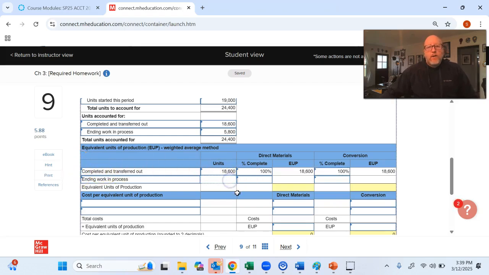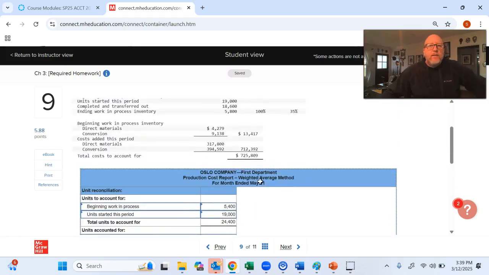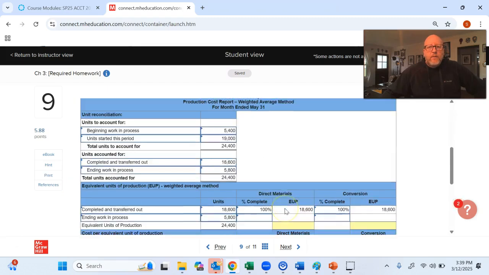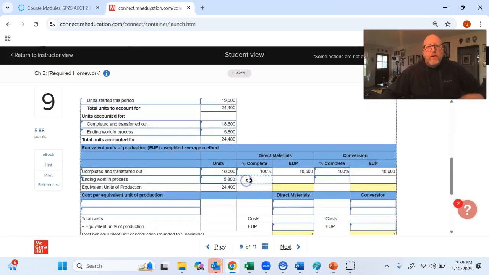Okay, ending work in process. I have 5,800 units. Okay, let's go see what they're saying about percentage complete. With respect to material, my ending work in process is 100% complete. So let's go and drop that in there.